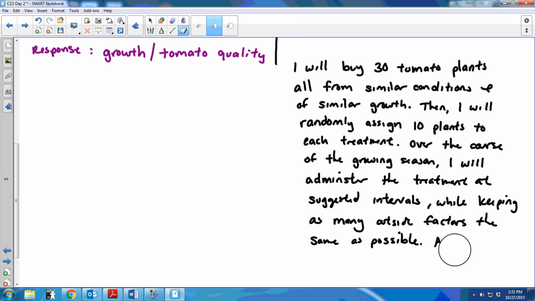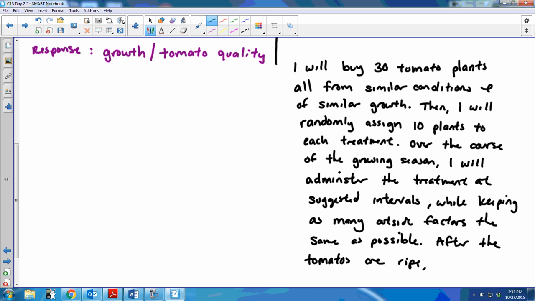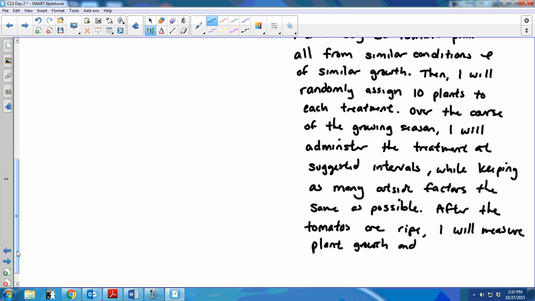Then once the tomatoes are grown, so after the tomatoes are ripe, I will measure plant growth because I think that's logical, and measure tomato quality, which is very subjective, which is why I don't like that very much.